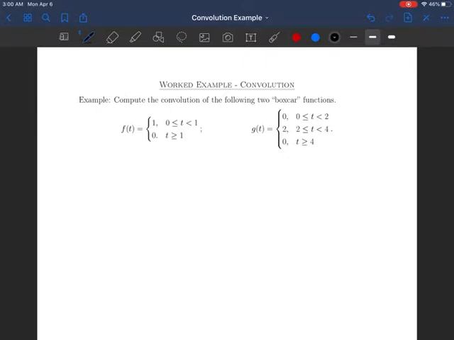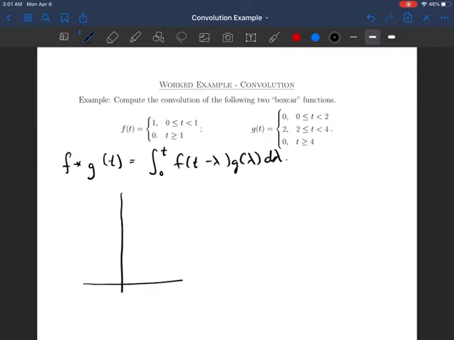f of t is going to be equal to 1 on the interval from 0 to 1, and g of t is going to be equal to 2 on the interval from 2 to 4. And we're going to convolve these two things and see what happens. So just as a quick reminder, the definition of the convolution is f star g. It's going to be a function of t, and it's equal to the integral from 0 to t of f of t minus lambda, g of lambda, d lambda.